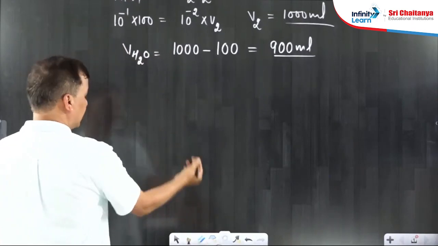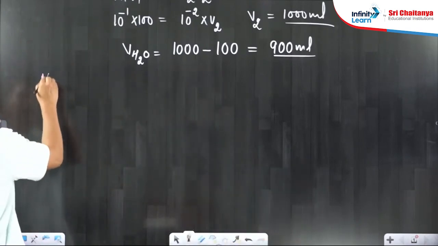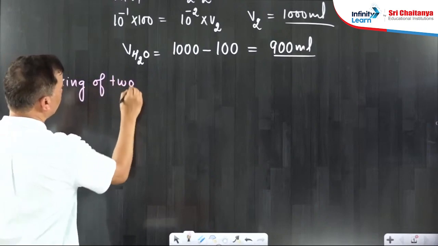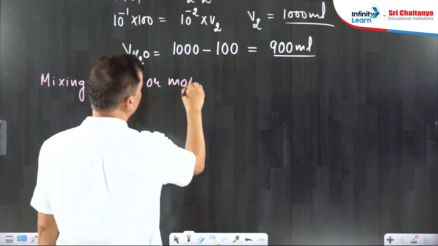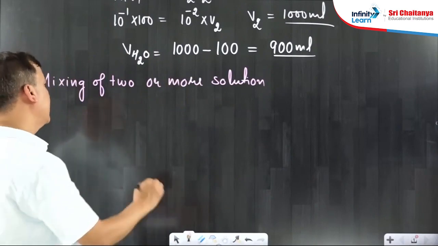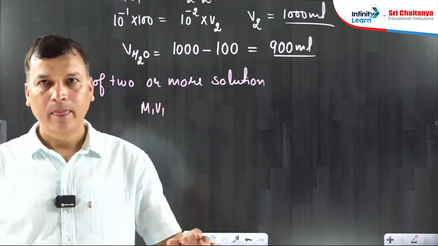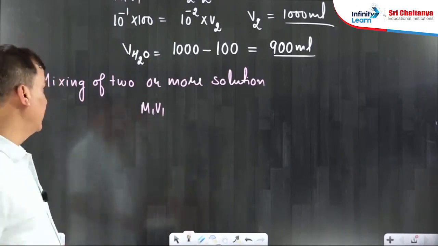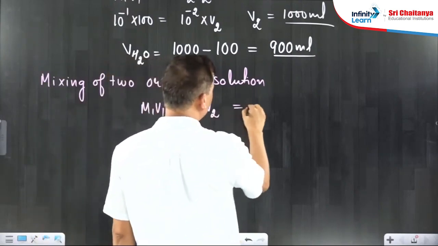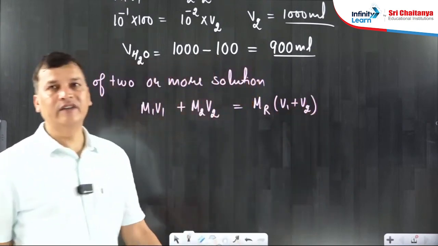Now dear student, after that, mixing of solutions. Here I am writing mixing of 2 or more solutions. For mixing of 2 solutions, M1 V1, the number of moles of one component, plus M2 V2 is equal to MR times V, where V is V1 plus V2. Are you understanding this point or not?